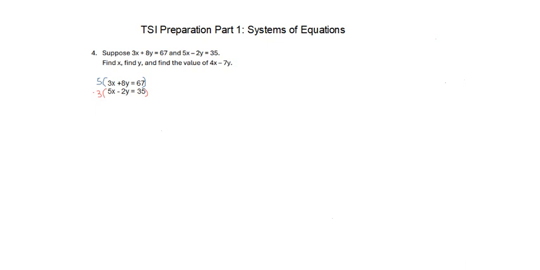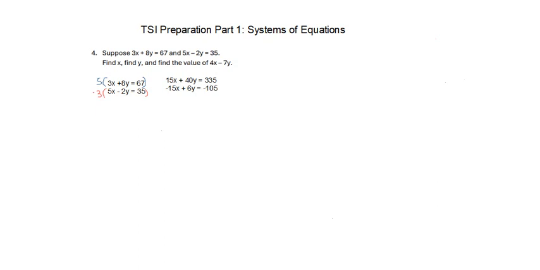So when we work this out, 5 times 3 is 15x. 5 times 8 is 40y. And 5 times 67 is 335. Then for the next row, negative 3 times 5 is negative 15x. Negative 3 times negative 2 is positive 6y. And negative 3 times 35 is negative 105.